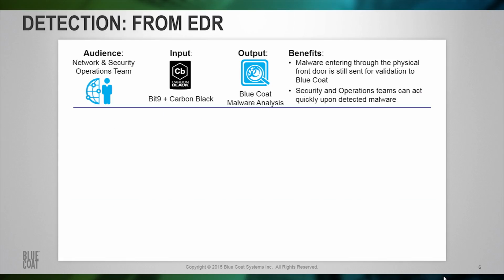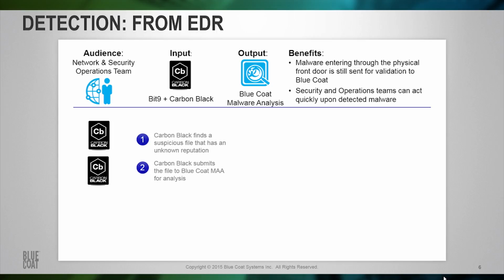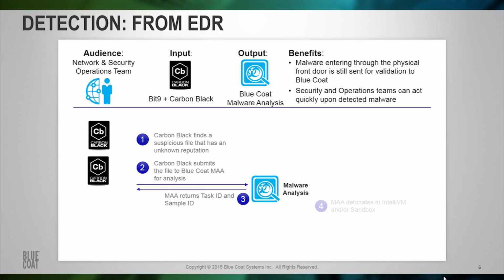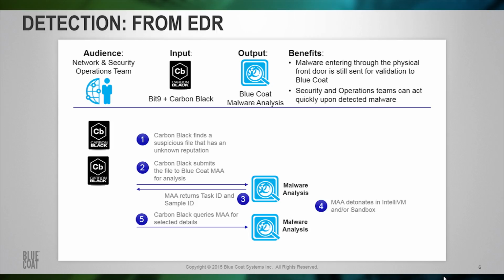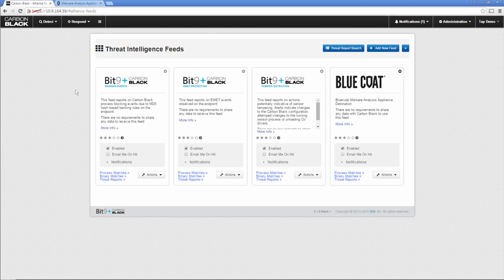In this use case, Carbon Black has found a file on the system with unknown reputation. Carbon Black submits the file to the Blue Coat Malware Analysis Appliance. The Malware Analysis Appliance then detonates the file in the virtual environment and looks for malicious activities. Carbon Black then queries for the results, and the reputation is returned and displayed in a threat report in the Carbon Black interface. An analyst using the Carbon Black system with Blue Coat's malware analysis integration would begin by looking at the threat intelligence page.